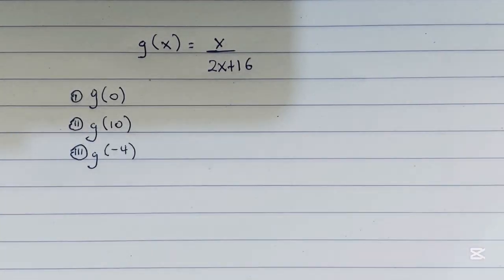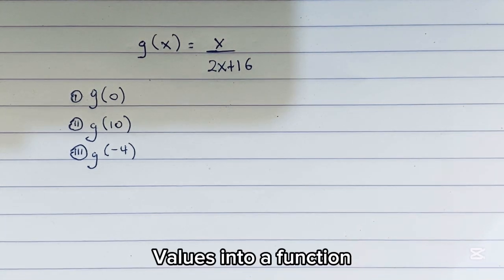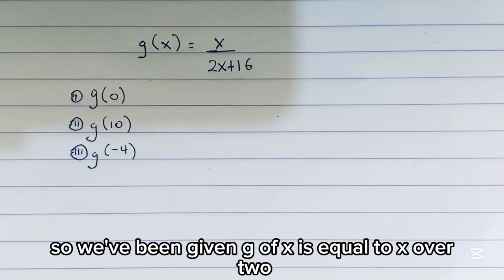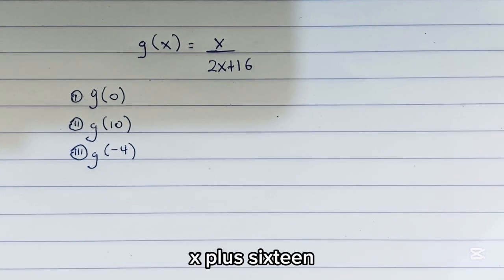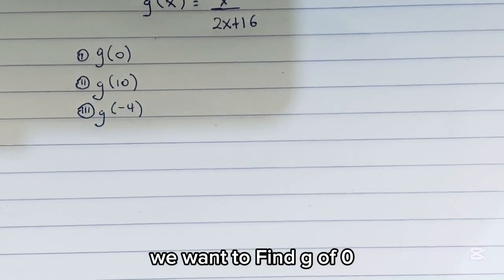Hello math family, here we go again. We are still talking about substituting values into functions, and substitution is just about plugging values into a function. So we have been given g of x is equal to x over 2x plus 16, and our first problem, we want to find g of 0.